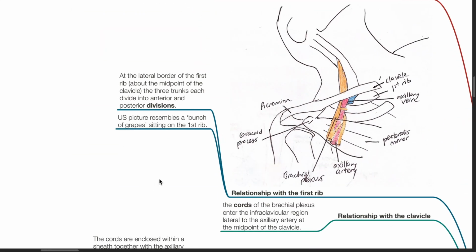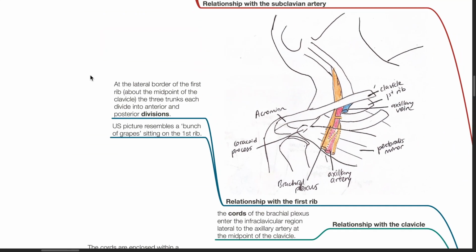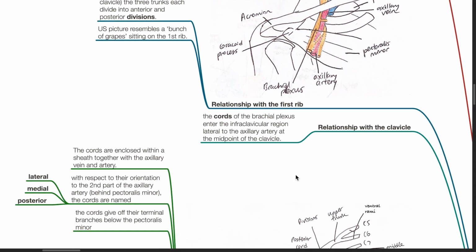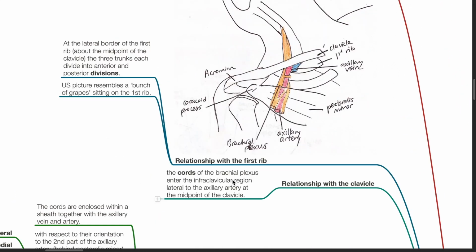Relationship of the brachial plexus with the first rib. At the lateral border of the first rib, about the midpoint of the clavicle, the three trunks each divide into anterior and posterior divisions, and the ultrasound picture resembles a bunch of grapes sitting on the first rib. Relationship with the clavicle. The cords of the brachial plexus enter the infraclavicular region lateral to the axillary artery at the midpoint of the clavicle.